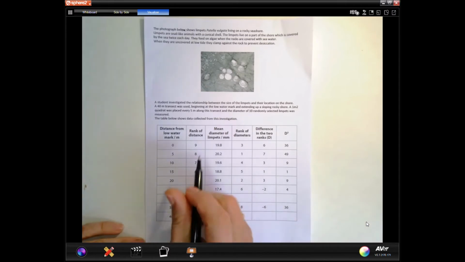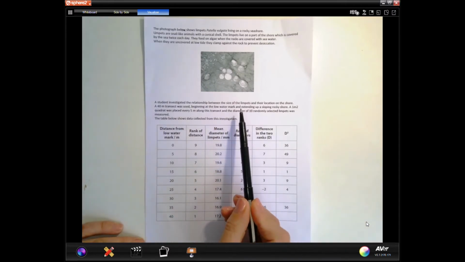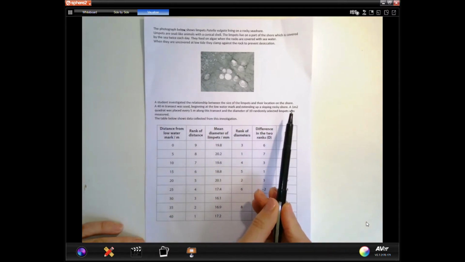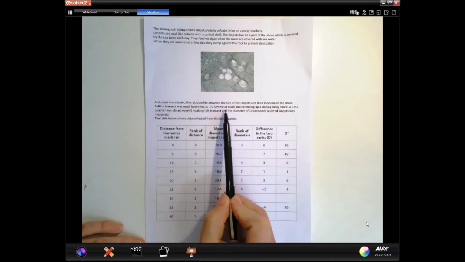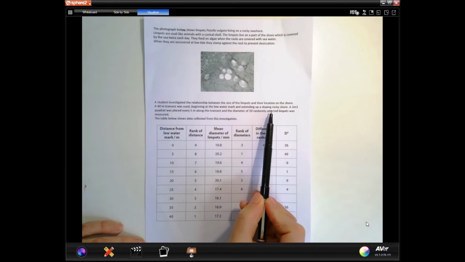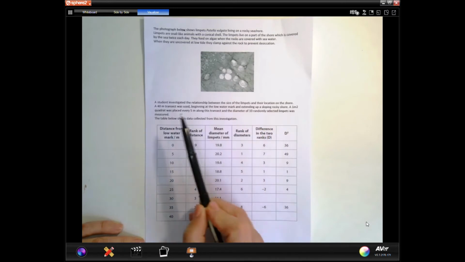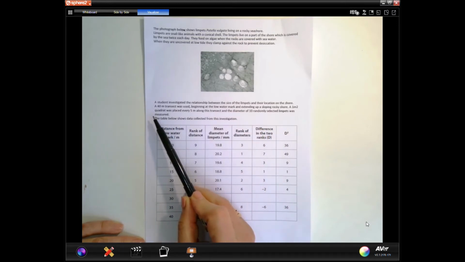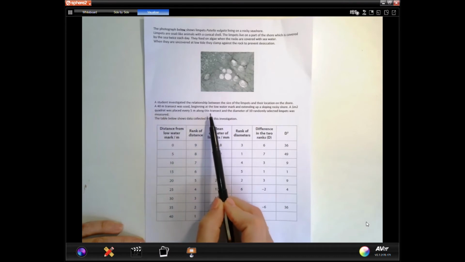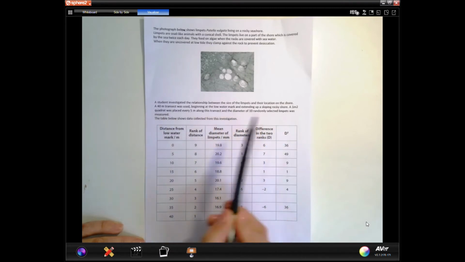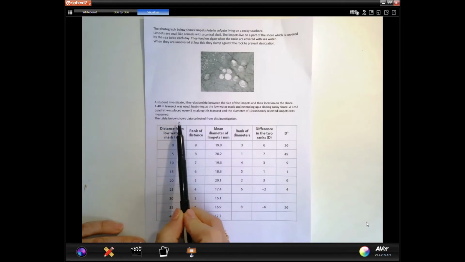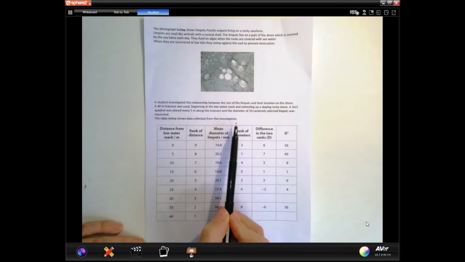So a student investigated the relationship between the size of the limpets and their locations on the shore. A 40-metre transect was used, beginning at the low water mark and extending up a sloping rocky shore. At 1 metre, a 1 metre squared quadrat was placed every 5 metres on this transect, and the diameter of 10 randomly selected limpets was measured. The table below shows data collected from this investigation.